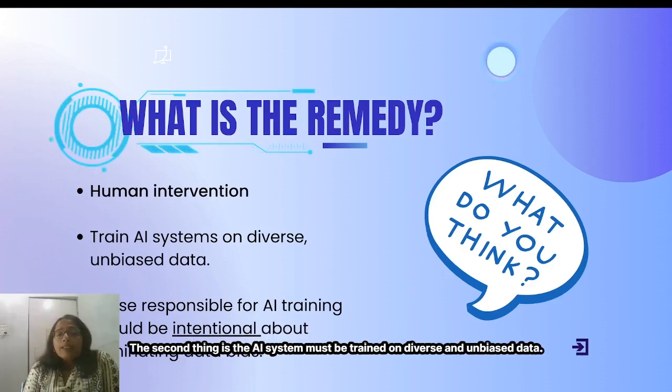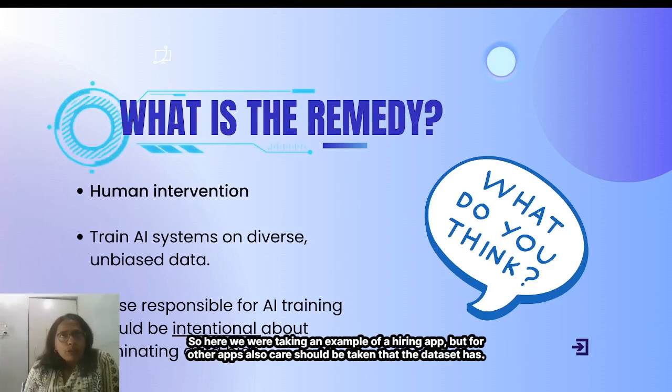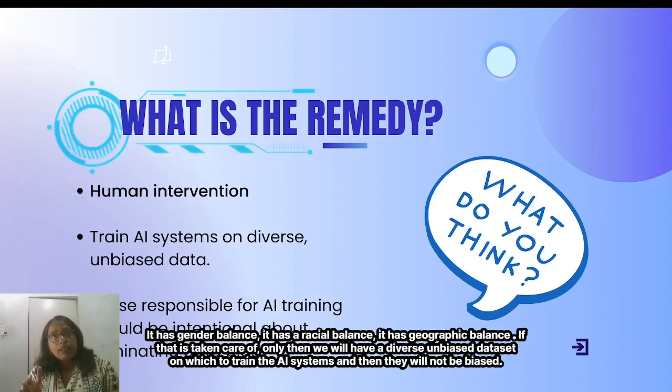The second thing is the AI system must be trained on diverse and unbiased data. So here we were taking an example of a hiring app, but for other apps also, care should be taken that the data set has a gender balance, it has a racial balance, it has geographic balance. If that is taken care of, only then we will have a diverse, unbiased data set on which to train the AI systems, and then they will not be biased.